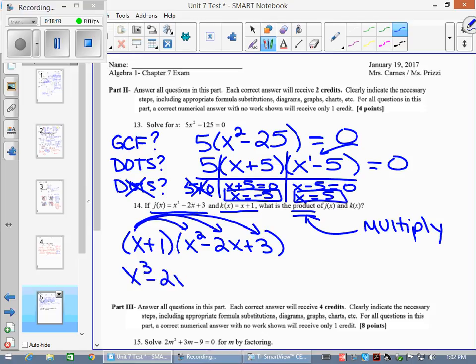Now I'm going to distribute a 1, and the only thing that happens when you distribute a 1 is everything really stays the same. So 1 times x squared is x squared. 1 times negative 2x is negative 2x. 1 times 3 is 3.